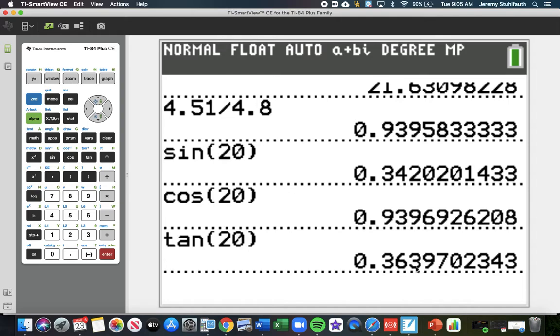We had 0.359, so 0.359 would round up to 0.36. So pretty close to being the same answer.